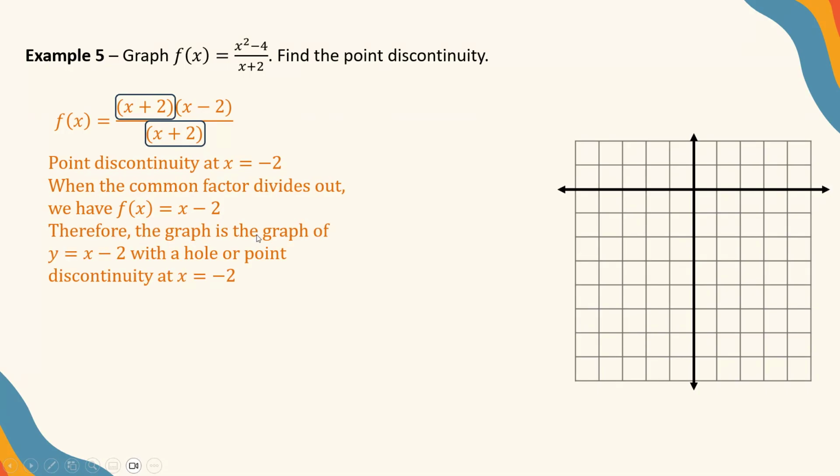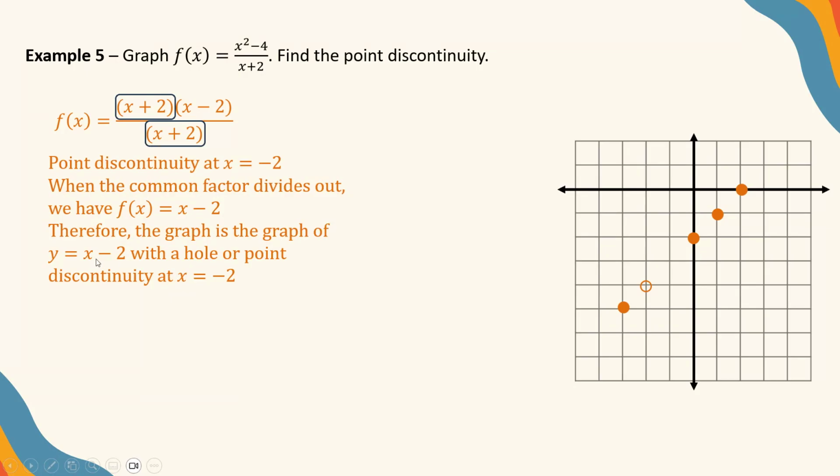Therefore, the graph is the same as the graph of y equals x minus 2, but there will be a hole or point of discontinuity at x equals -2. When I substitute -2 in for x, we'd get 4 minus 4, which would be 0, divided by 0, which is undefined. But to graph y equals x minus 2, -2 minus 2 would be -4. So this point right here, (-2, -4), is a hole in our graph.